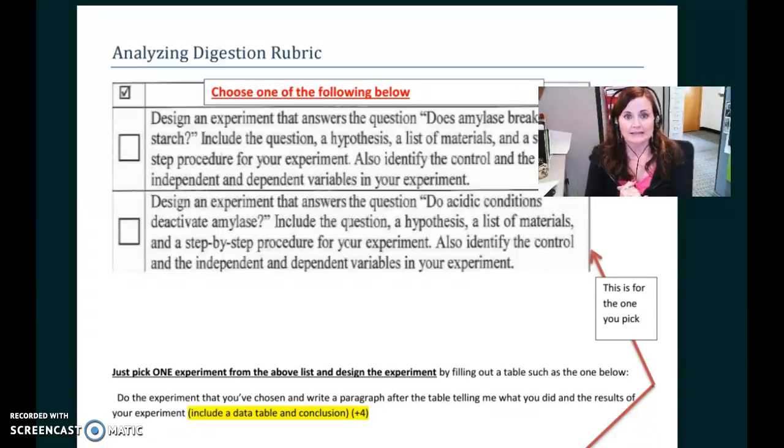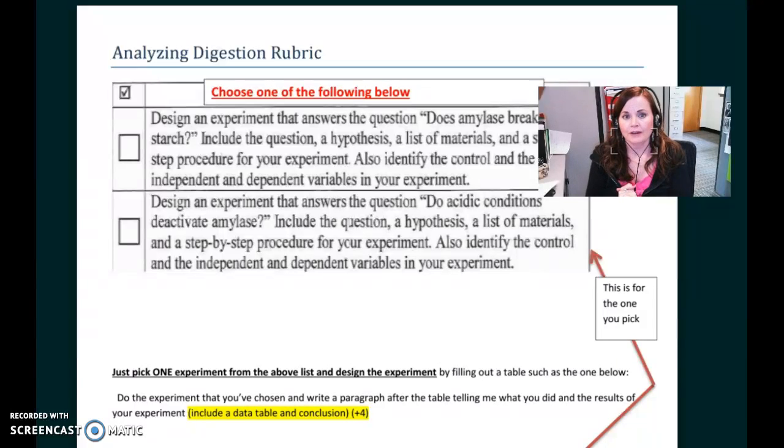The second test is, do acidic conditions deactivate amylase? We know that if you chew a cracker up, for example, it should turn from starch to sugar. There's experiments out there that have you chew until the cracker starts to taste sweet. It's not a very good experiment because you're not actually measuring the presence of starch in any way, shape, or form except using your taste buds, which can be kind of deceptive, really.